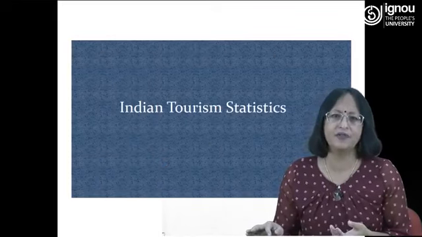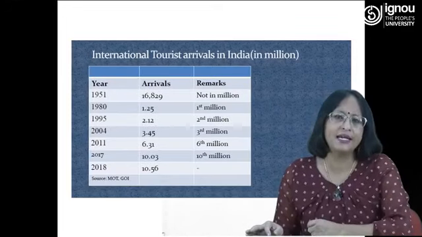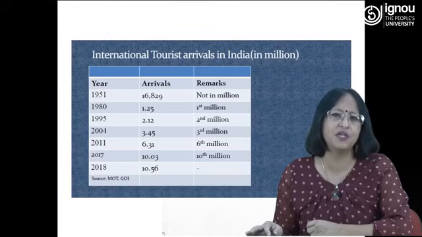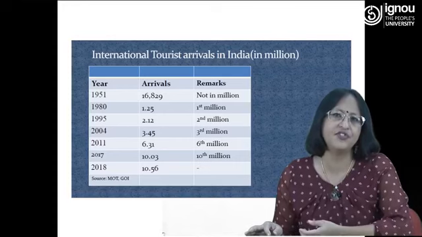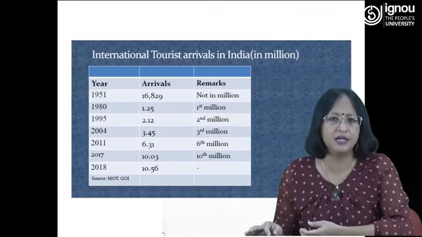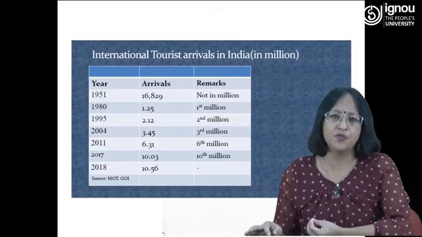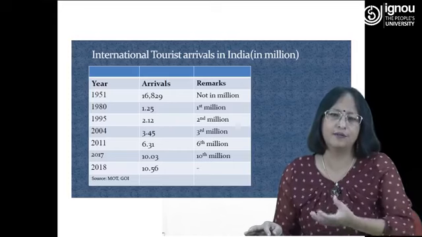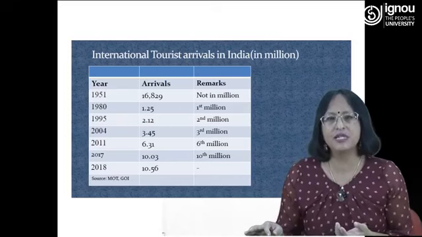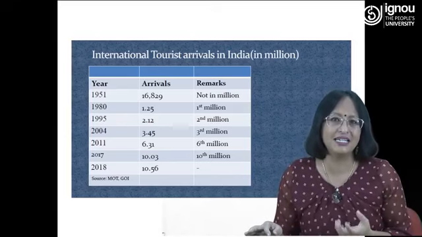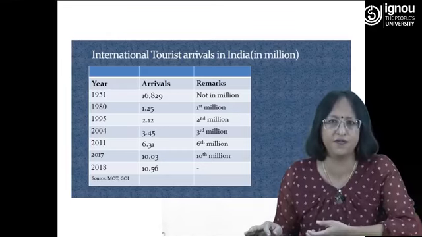Now let us look at some of the Indian tourism statistics. Way back in 1951, tourism was not being explored as an area of emphasis, because India got independence in 1947 and we had more pressing issues at hand. So tourism was not a prominent area of focus for the government. We had just 16,829 tourists recorded, not in million, who came to India in 1951.